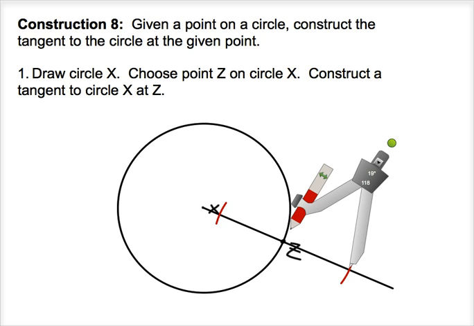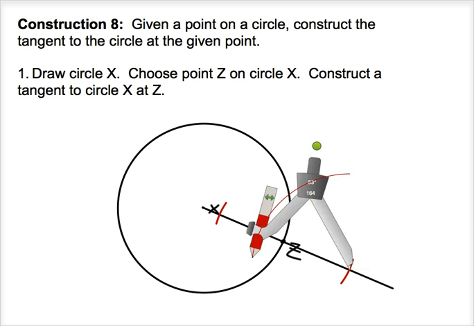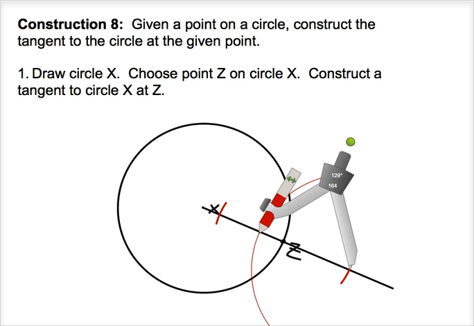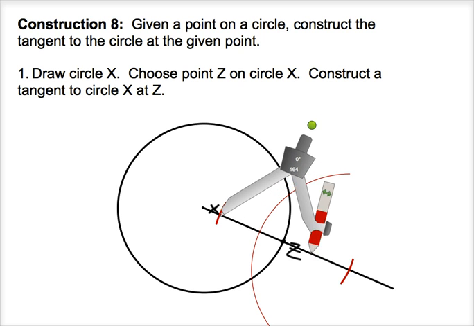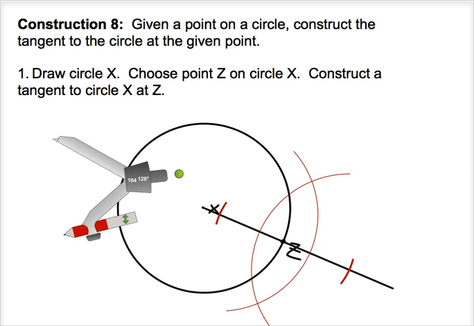I put the point of my compass at those 2 intersecting spots. Make sure I open my compass up to more than halfway. Swing an arc from the right. Swing an arc from the left. And now just draw the segment that goes through those 2 intersection points. And now I've constructed a tangent to the circle through point Z.